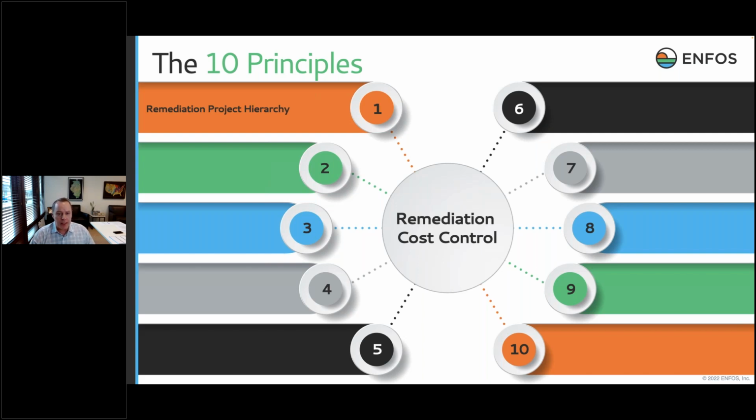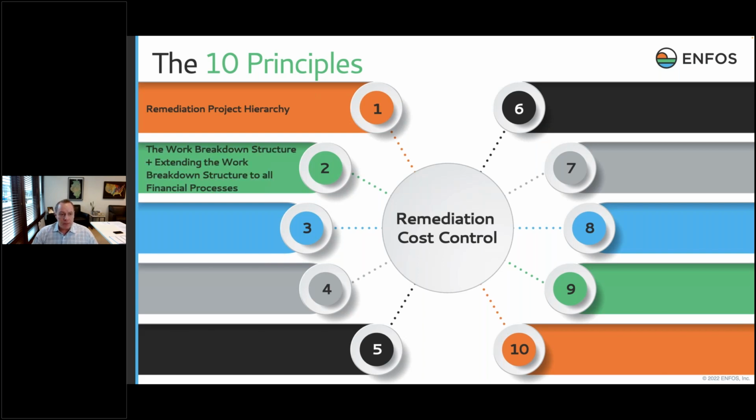The first principle around remediation cost control is what we call the remediation project hierarchy. That has to do with your primary organizing principle around projects, programs, portfolios, and how your business units, your regions, your countries, and then ultimately the owner, the root of the hierarchy, is established, and how that's used to help manage and control costs.